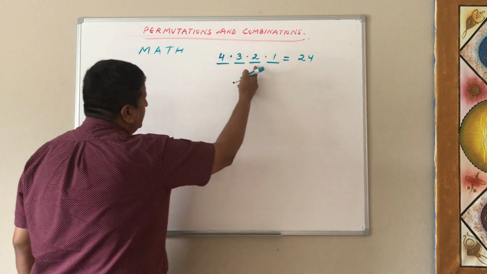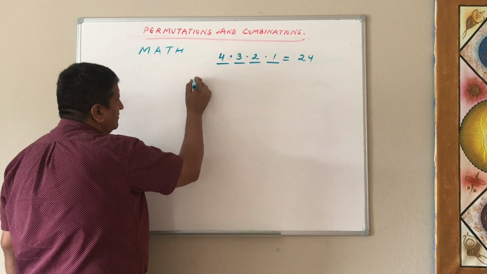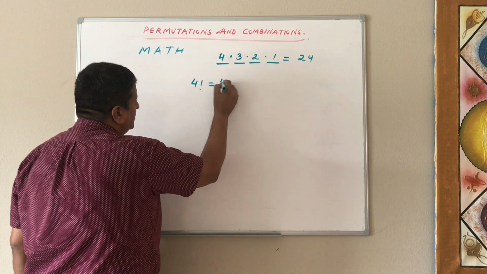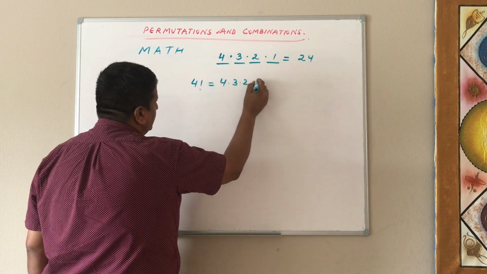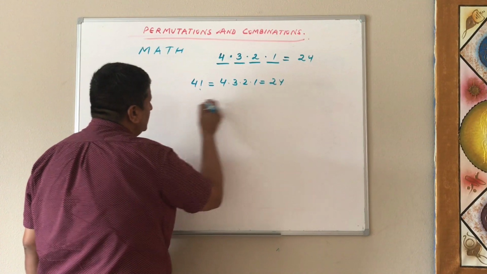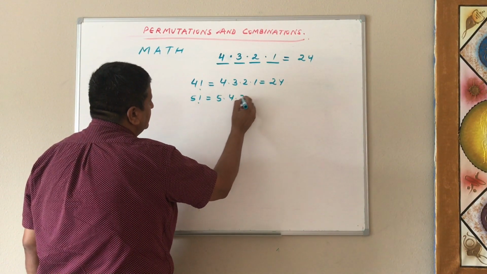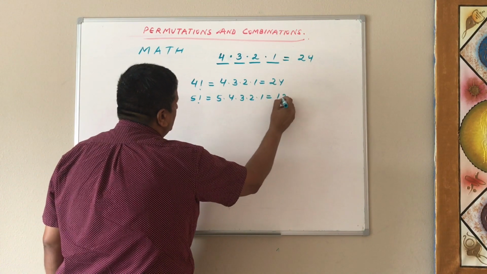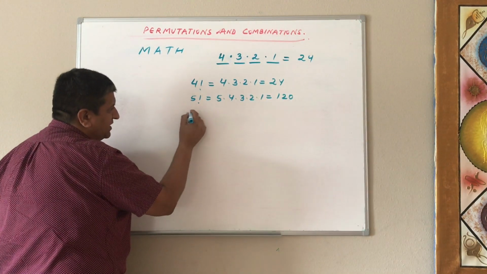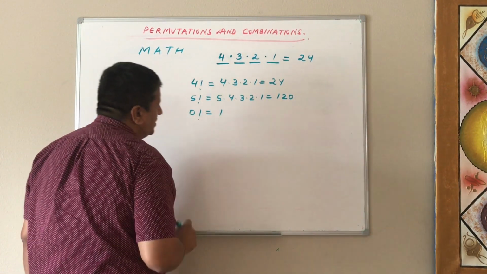This 4 times 3 times 2 times 1 is also called 4 factorial, which is 4 times 3 times 2 times 1, or 24. Similarly, 5 factorial is 5 times 4 times 3 times 2 times 1, or 120. 0 factorial by definition is 1.